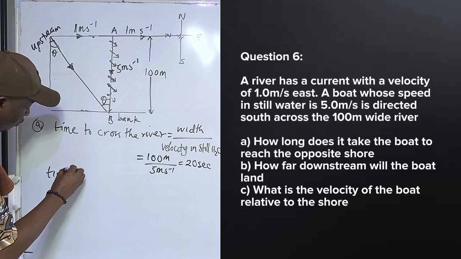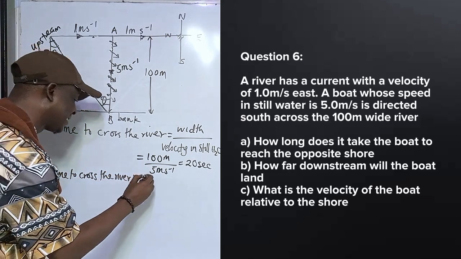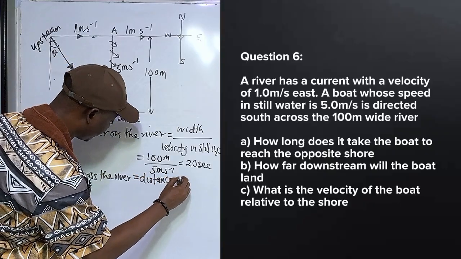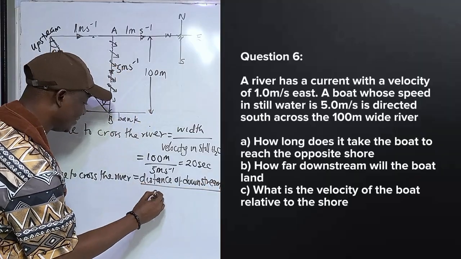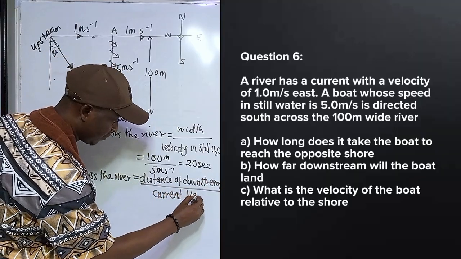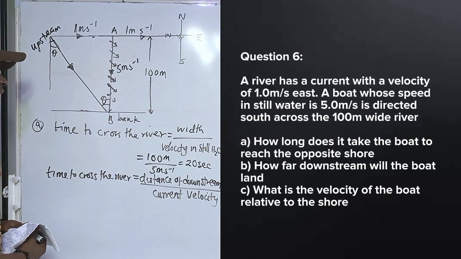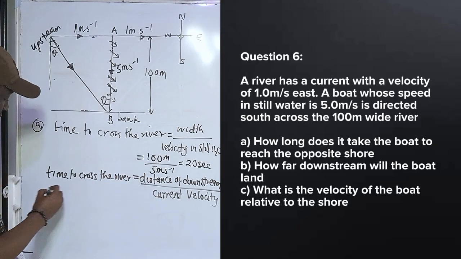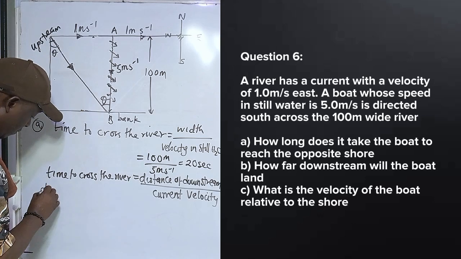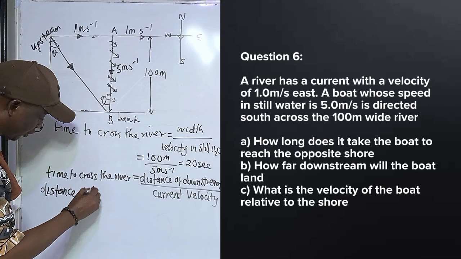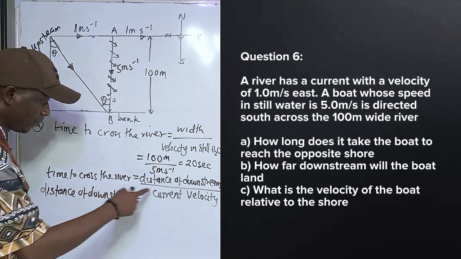So don't forget, the time to cross the river is equal to the distance downstream, which you are looking for, divided by the current velocity. That is the formula we are going to use. We are looking for the distance downstream, so we cross multiply. The distance downstream is equal to the time multiplied by the current.